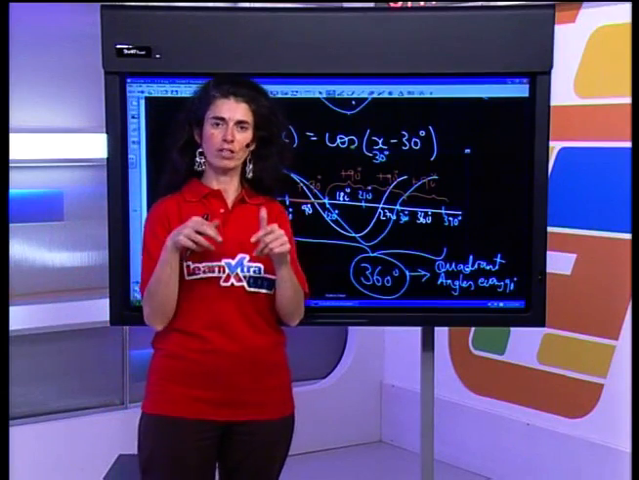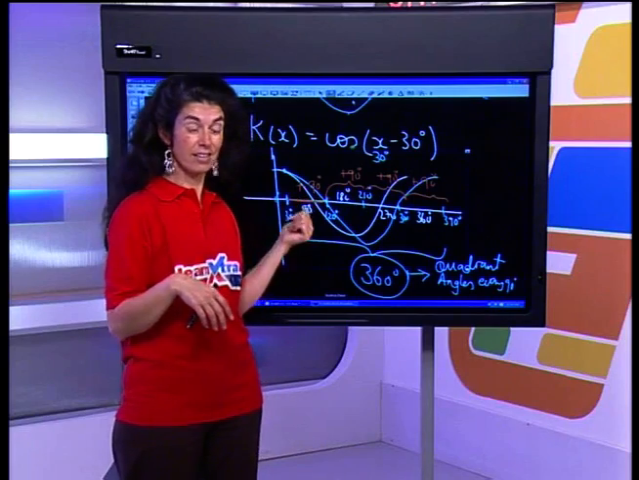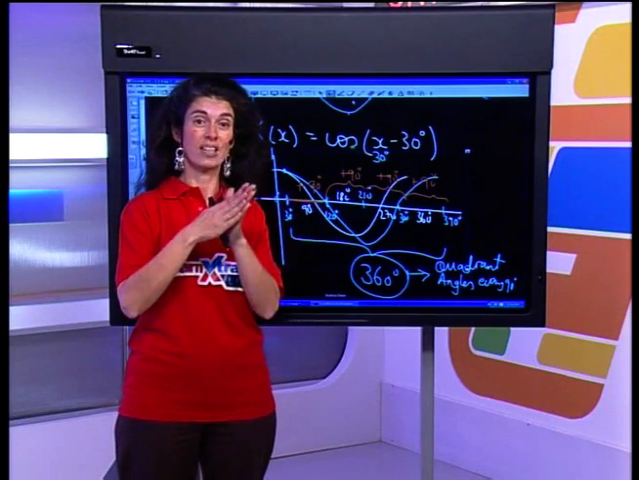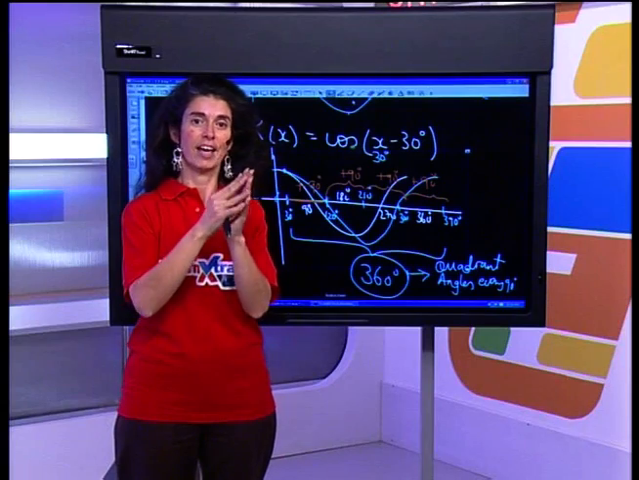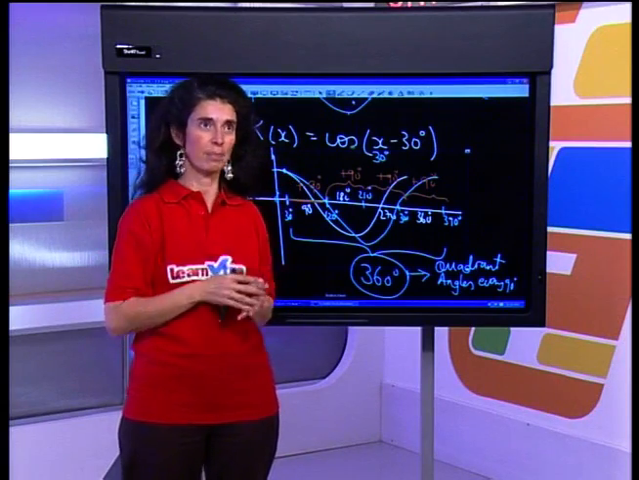So instead of point plotting with your calculator, we've done this without a calculator, just utilizing the parent graph and how the translation affects that parent graph.